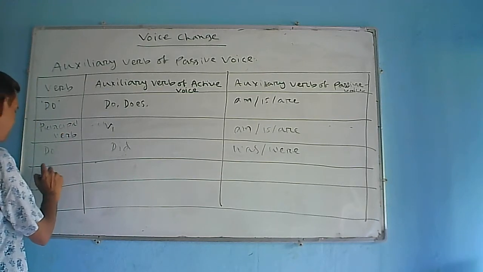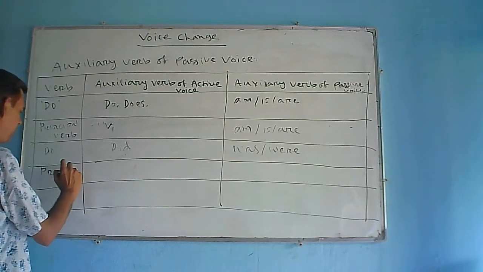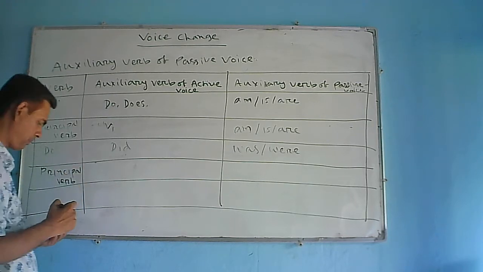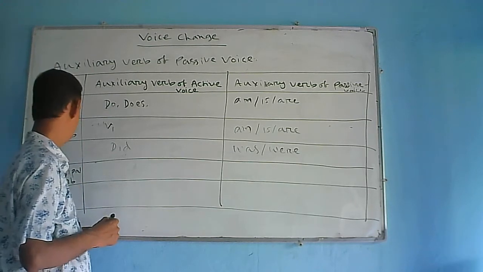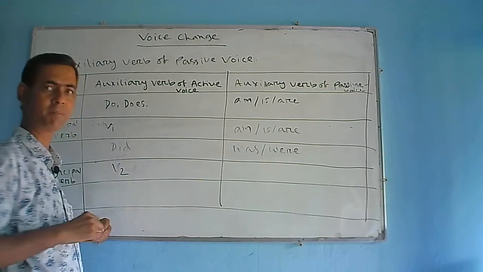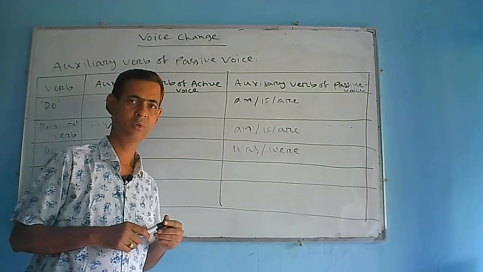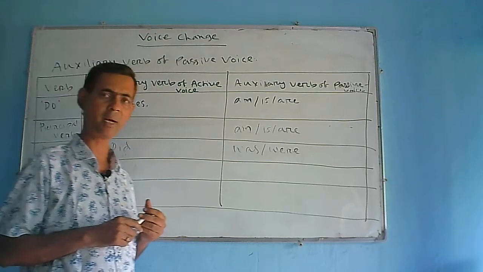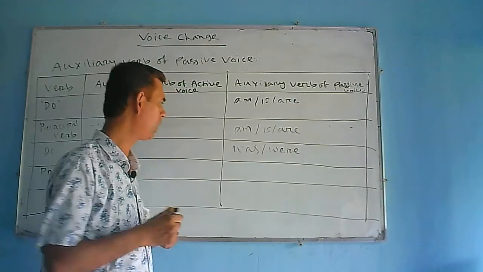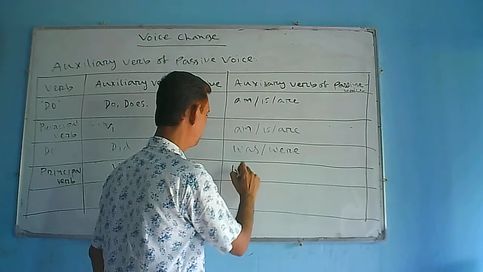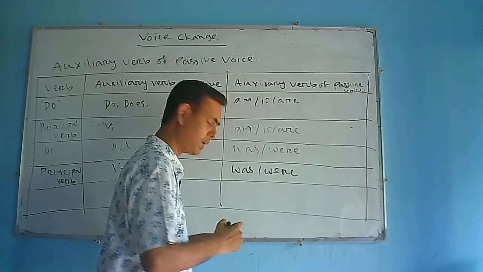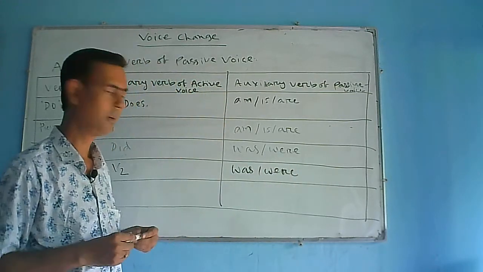Principal verb, again principal verb. V2, that means past form of verb. So, if they remain past form of verb in an active voice, was or were will be used as the auxiliary verb of passive voice.